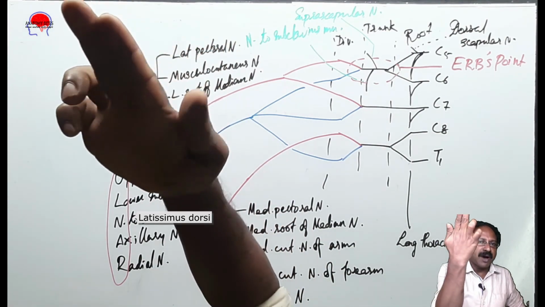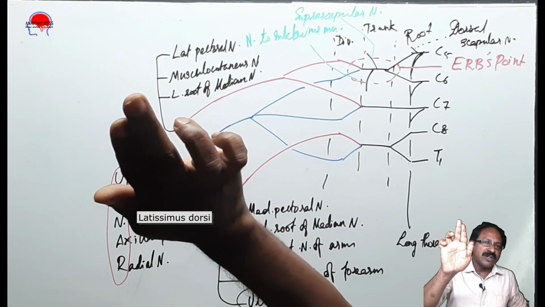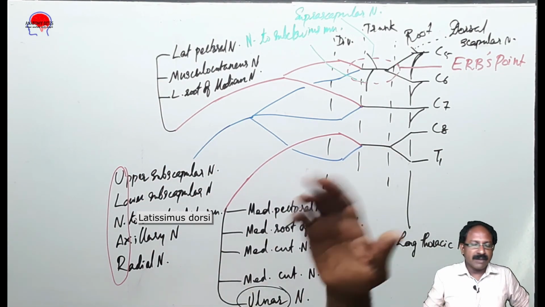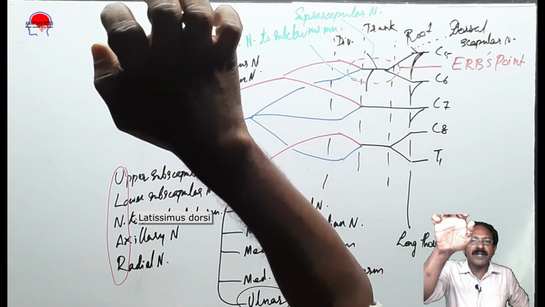Don't confuse that with the partial claw hand, which usually occurs as a result of local injury to the ulnar nerve. In Klumpke's paralysis, you can observe a complete claw hand.